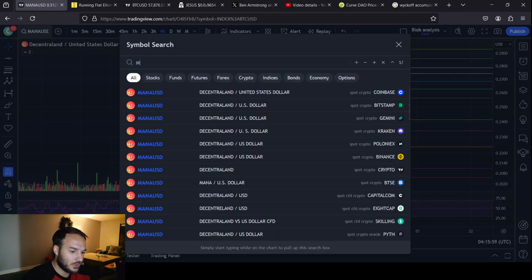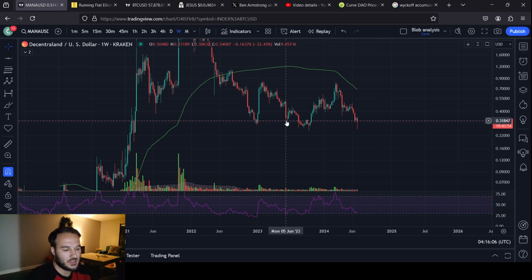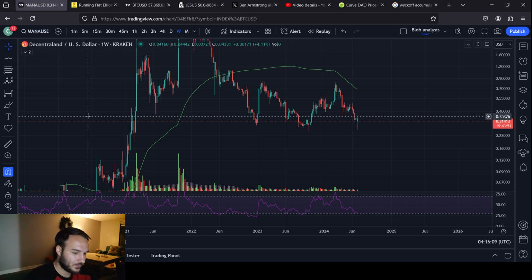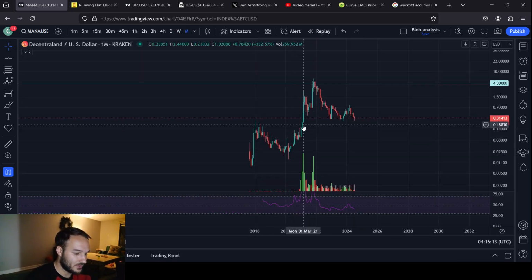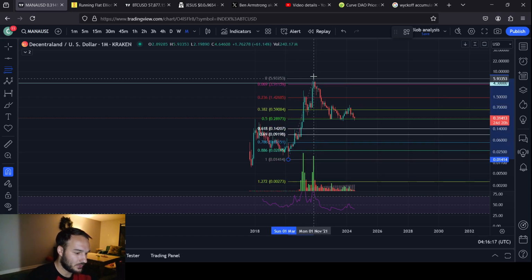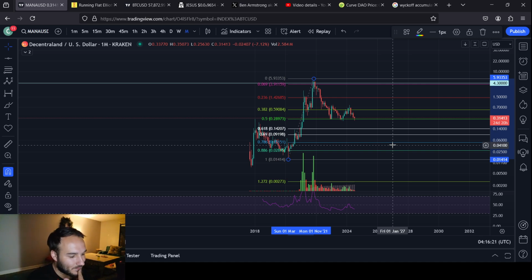I actually want to go to MANA on Kraken because there's more data there. I want to be sure. Not new all-time lows, I'm sorry, I was wrong there. But new lows that we haven't seen since 2021. From a relative low here to this relative high, bouncing between the 0.382 and the 0.5, this could just be a standard triple bottom.